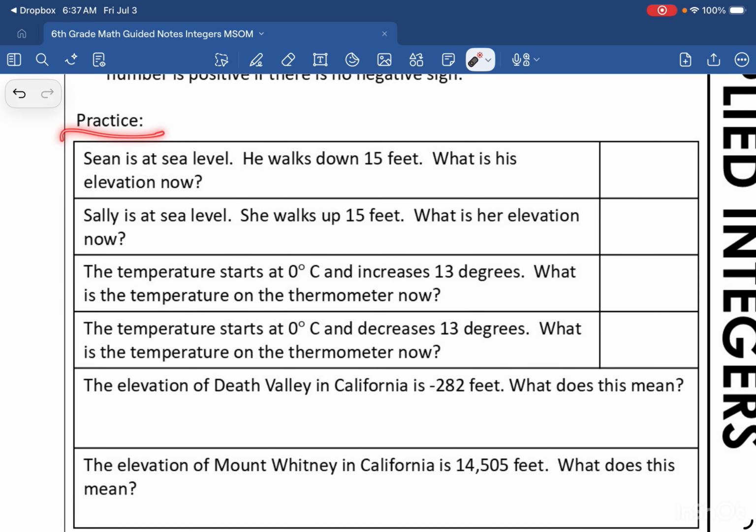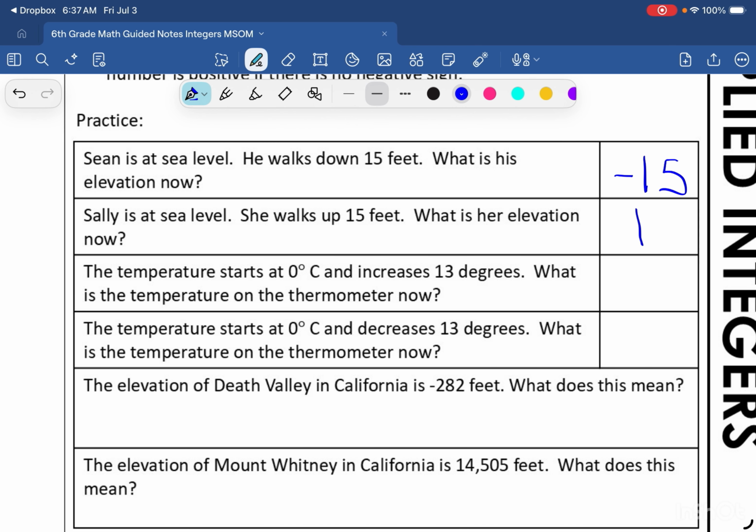Practice. Sean is at sea level. He walks down 15 feet. What is his elevation now? His elevation would be -15. Sally is at sea level. She walks up 15 feet. What is her elevation now? Her elevation would be +15.